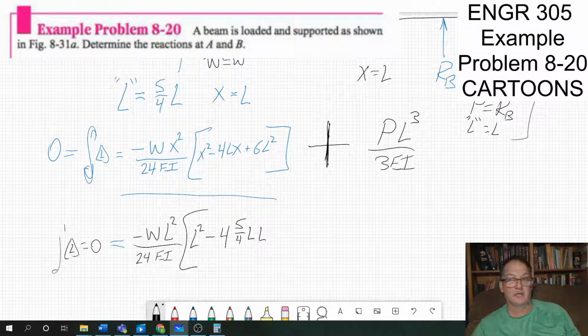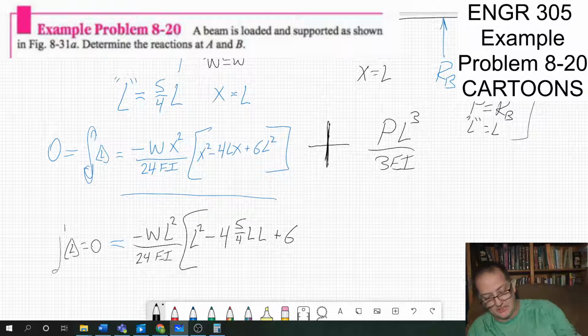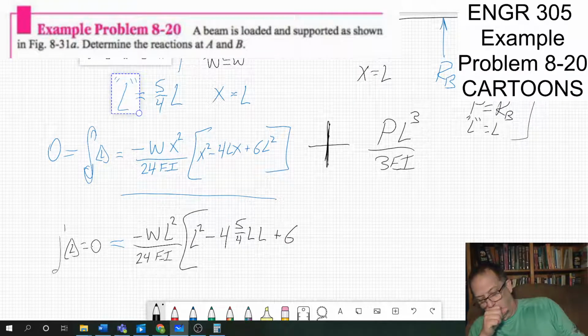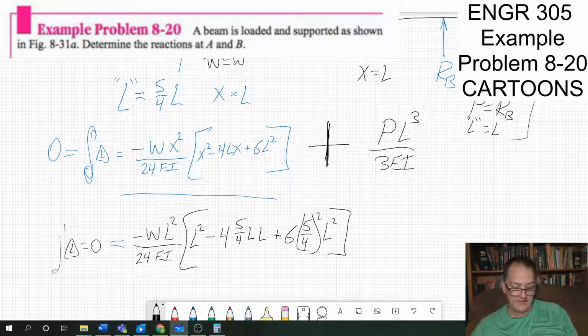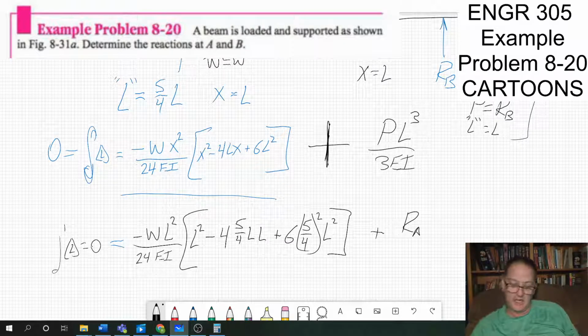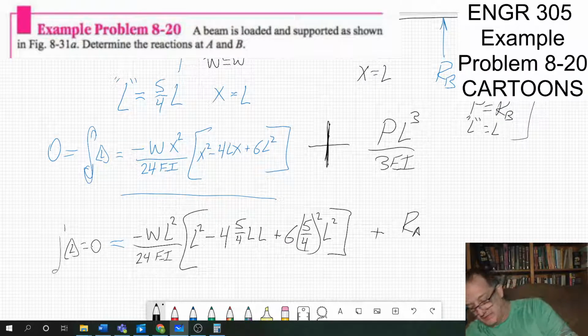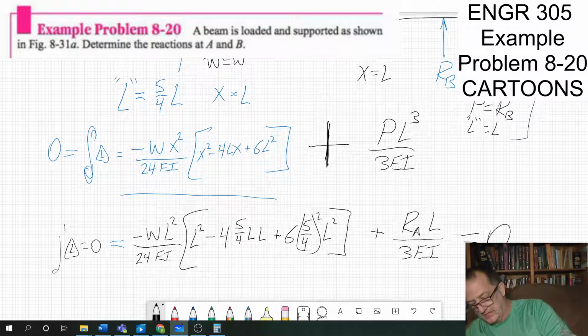Okay, if that's a little confusing, I understand it. And then plus 6 times L squared. L is equal to 5/4 L, so it's 5/4 quantity squared, L squared. Okay, that's all that first term. Plus RA, L is equal to L over 3EI. And that whole expression is equal to 0.